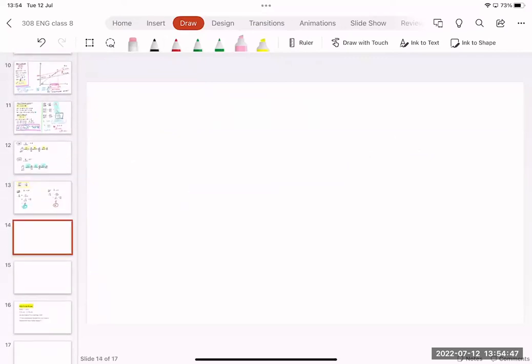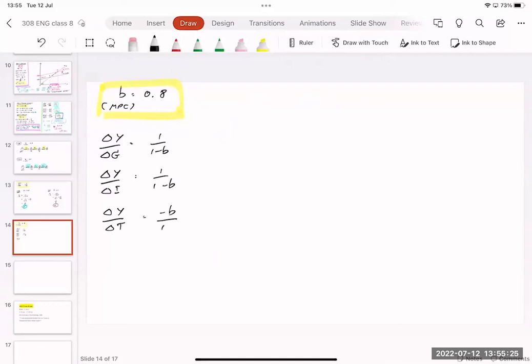Next, I'm going to talk about the other multiplier effects. If I assume that B or MPC equals 0.8, we have 3 multiplier effects, right, that we did together. Based on this number, we have the multiplier effect of government spending, delta Y over delta G equals 1 over 1 minus B. We have the multiplier effect of investment, delta Y over delta I equals 1 over 1 minus B. We have the multiplier effect of tax, delta Y over delta T equals minus B over 1 minus B.